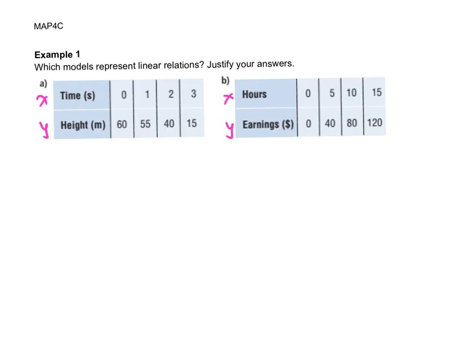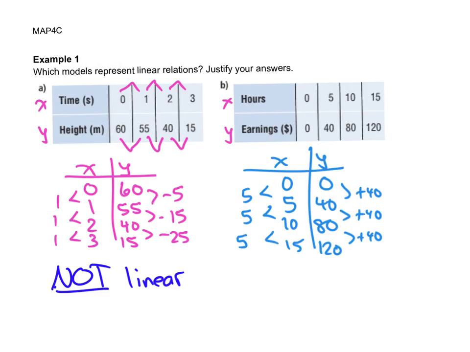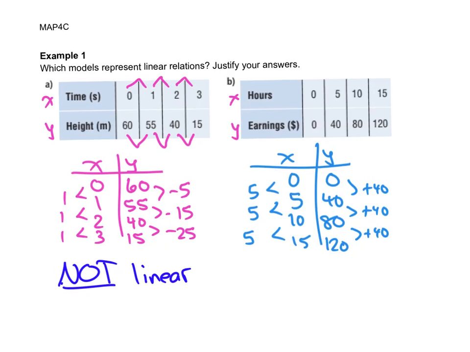So you're looking for, okay, as time goes up by a second, the height is going down 5 meters. As the time went up by a second, the height went down 15. The time went up by a second, and then it went down 25. This is not linear because the slope or the rate of change is not constant. For the second example, our hours are going up by 5, so the x is going up consistently. The y is going up by 40, also going up consistently. So we can tell that for every 5 hours, I make $40, or I make $8 per hour. This is a linear relationship.